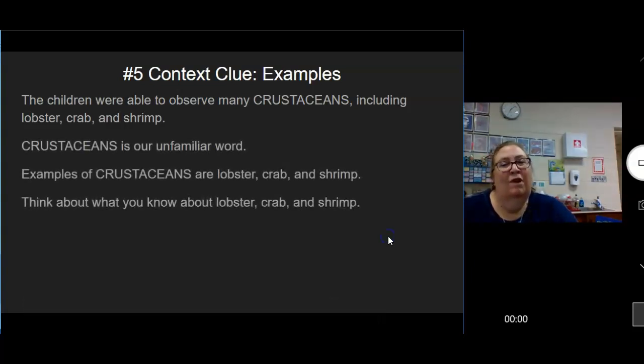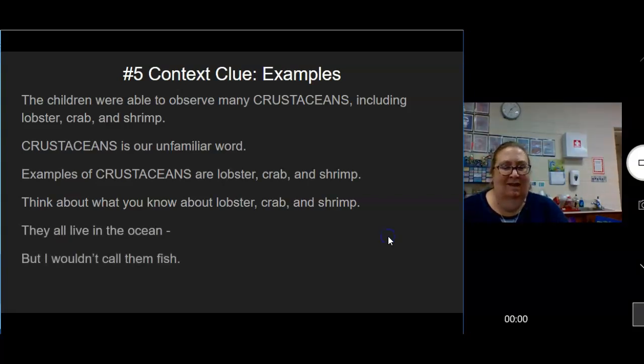So, what do you know about lobster and crab and shrimp? Well, they're all in the ocean, but I don't think that we can classify them as fish because I'm missing things like fins and scales and gills and those things that make fish fish. So they live in the ocean. That's kind of where that has to stop. They're not fish. But they do have something else in common.